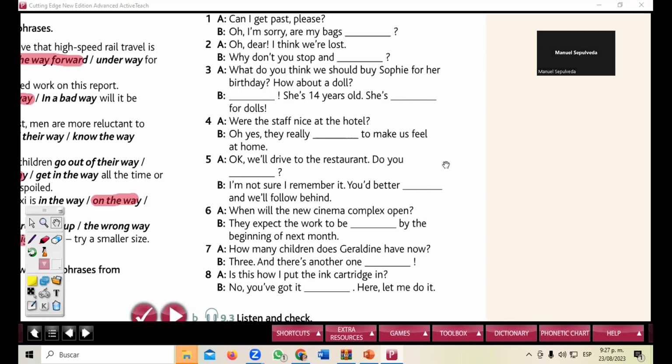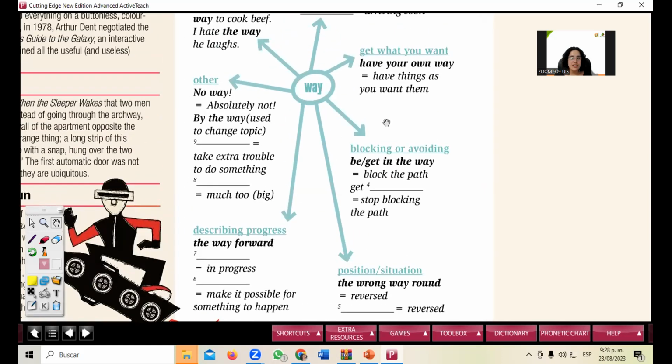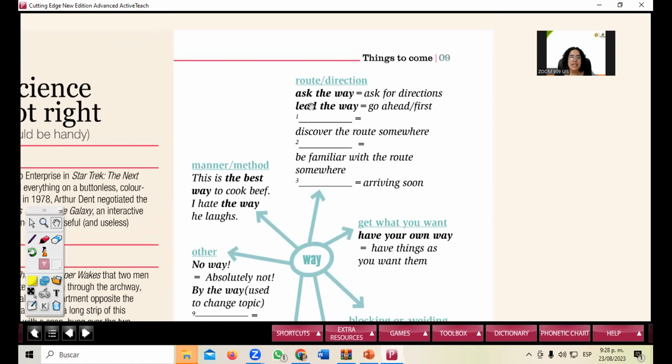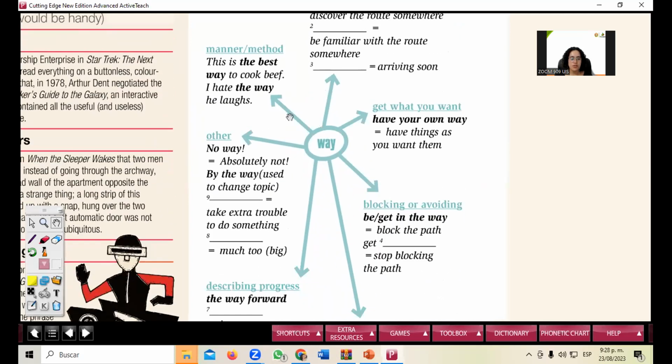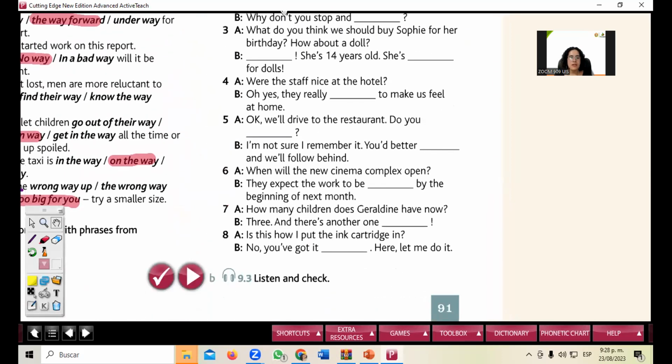Okay, we'll drive to a restaurant. Do you know the way? Oh, okay. I am not sure I remember it. You'd better lead the way and we'll follow behind. Okay, so remember, pave the way is not literal. In this case, it is lead the way. So you go first, right? Pave the way is to make things easier for others, so in this case it's to go first, to lead the way. Number 6, let's continue with Marlon.